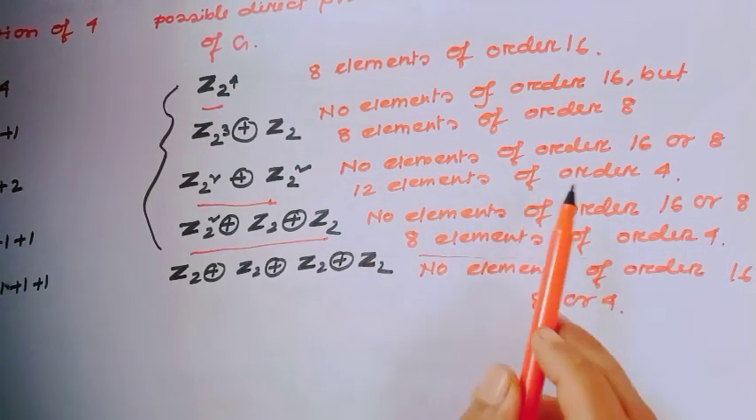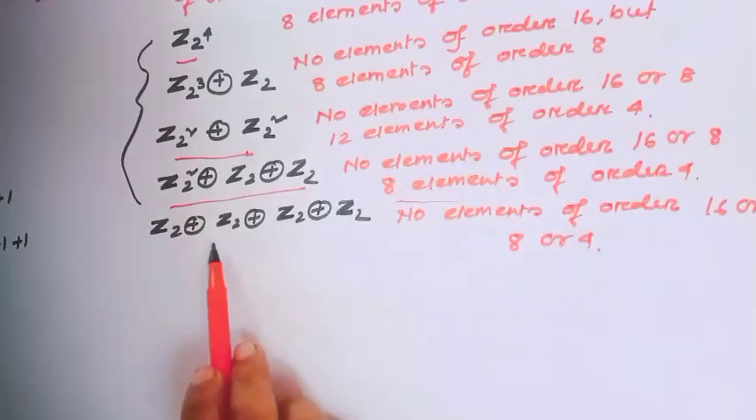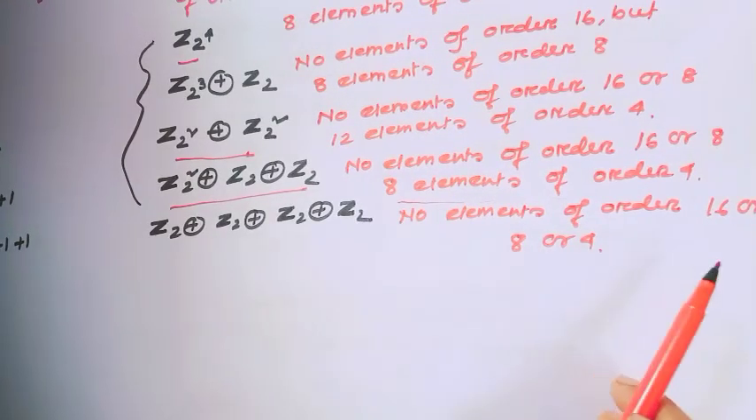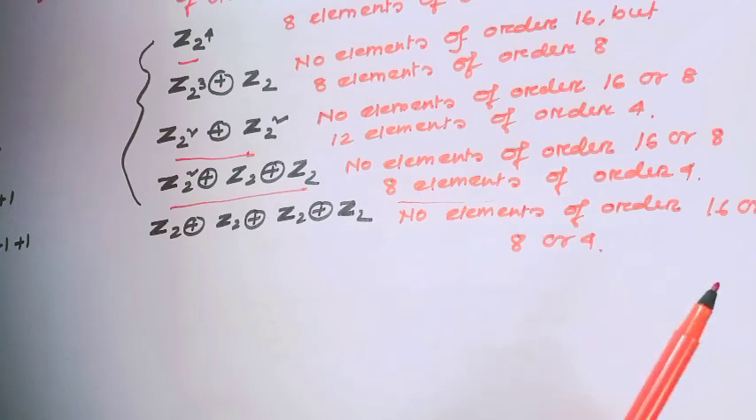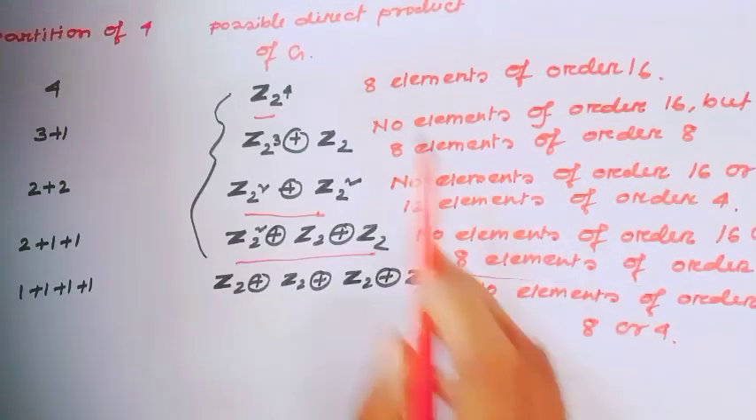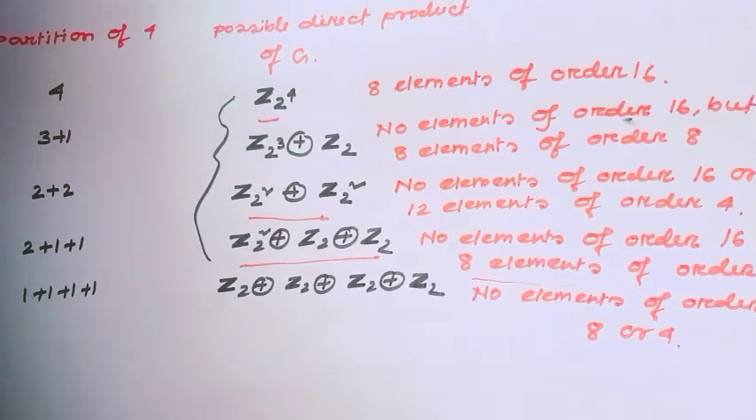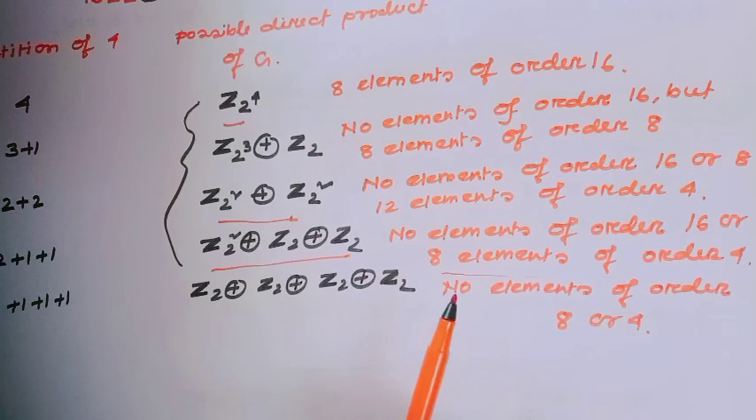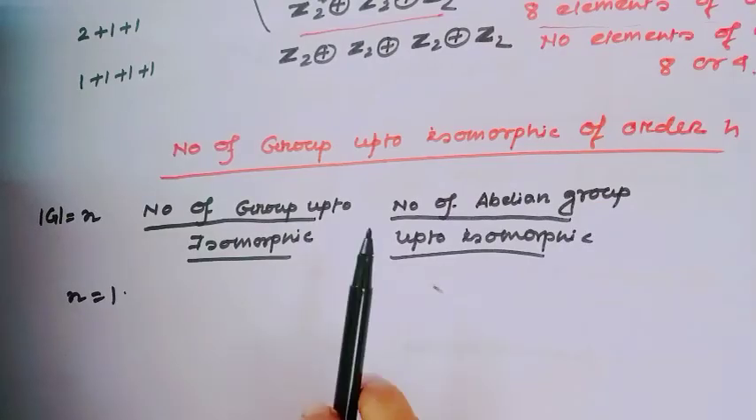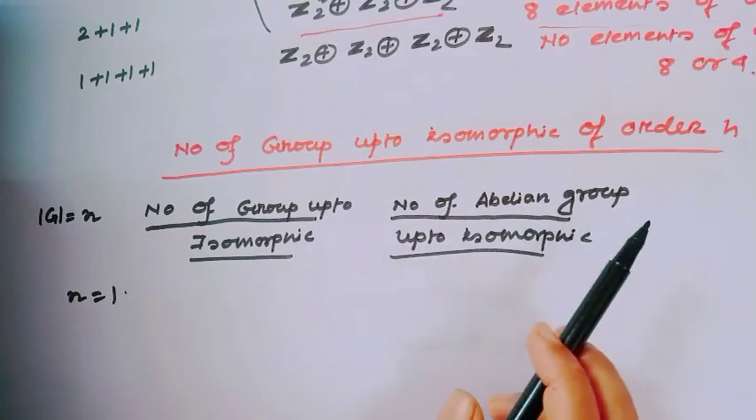So these groups are not isomorphic. And for this group, there is no element of order 16, 8 and 4. So these abelian groups cannot be isomorphic to each other. Are you getting? Therefore we can tell any prime power order cyclic group decomposition of a given finite abelian group is determined by looking at how many elements there are of each order. Okay? Now let's see the number of groups up to isomorphism of order n.